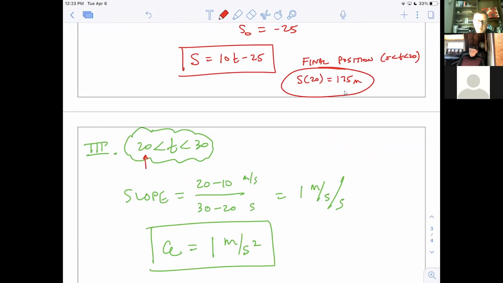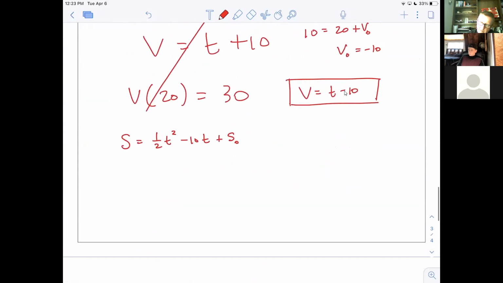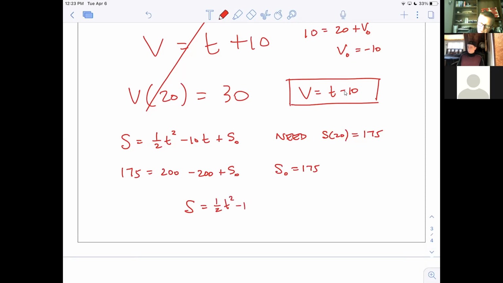So I need S of 20 to be equal to 175. That means 175 would have to be equal to 20 squared, which is 400, divided by 2 is 200, minus 20 times 10, which is 200, plus whatever S0 is. Hey, look, those cancel out. So that means S0 is 175. Sort of got lucky. So my position equation is 1/2 t squared minus 10t plus 175. Cool.